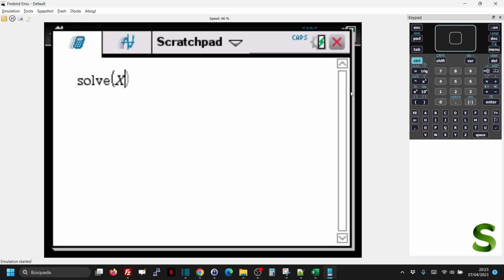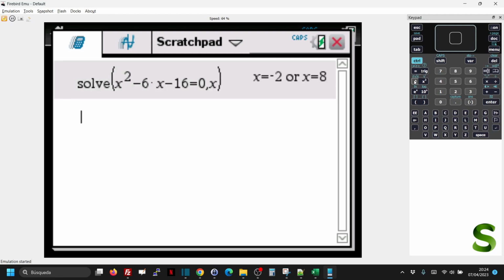For example, if we want to solve this quadratic equation, x squared minus 6x minus 16, for example. It has to be an equation, so it has to be equal to something. In this case, I'll say equal to 0, but we could have it equal to any other number. And then we have to put a comma and the variable we're going to solve it for, in this case the x. Okay, so we press enter and we'll see the solutions.